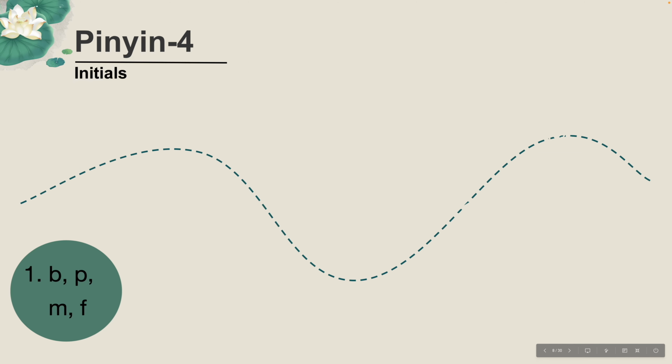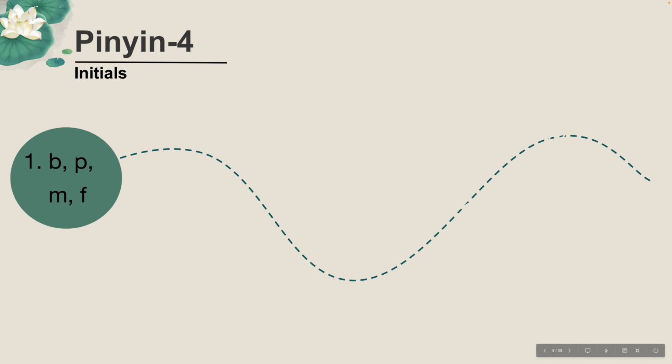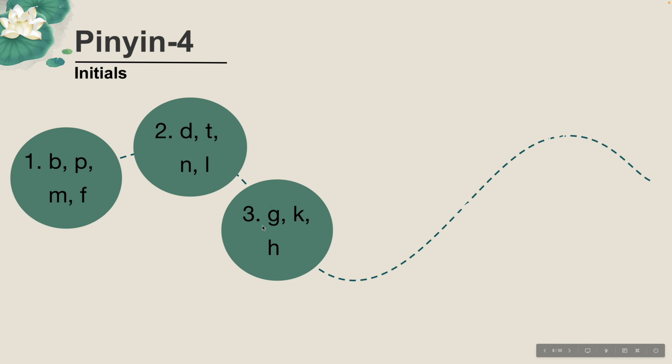The first group are the labials, 双唇音. They are bo, po, mo, fo. They all end with the final o sound. The second group are the alveolars, 舌尖中音, de, te, ne, le. The third group are the velars, 舌根音, ge, ke, he. Both the second and the third groups end with the final e sound.